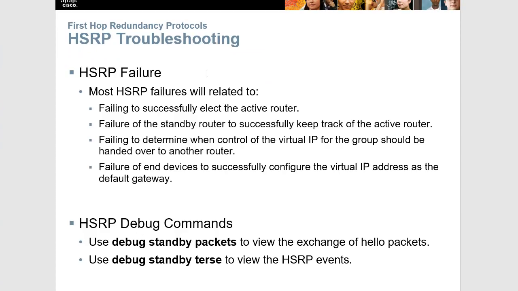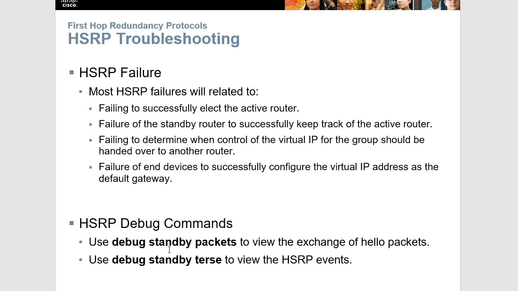We've got some HSRP failures and what they're related to. The election process: if you want to reset the election, you've got that preempt command that you can try. Failure of the standby router to successfully keep track of the active router. Well, if it can't keep track of it, then it's going to try to activate. If it's trying to be the active router and the active router is still trying to be the active router itself, then you run into problems. Failure to determine when the control of the virtual IP for the group should be handed over to another router, same type of thing. Okay. Failure of devices to be configured with the virtual IP.